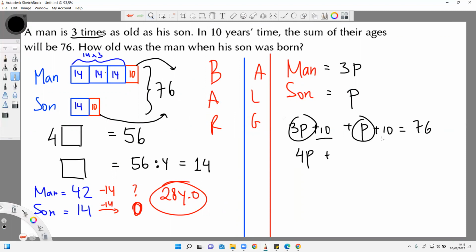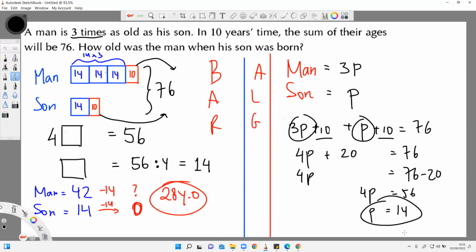So we collect the P, 4P plus 20 equals 76. Right? So you can get 4P equals 76, subtract 20. You will get 56. Is it the same, guys? Totally same, yeah. 14 years old.